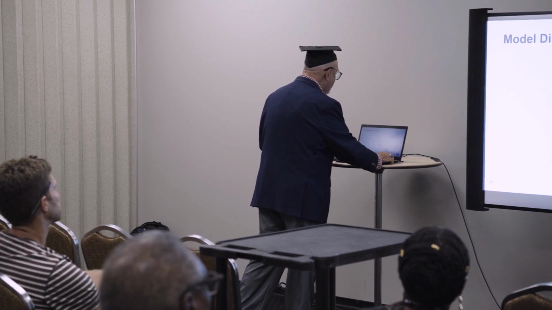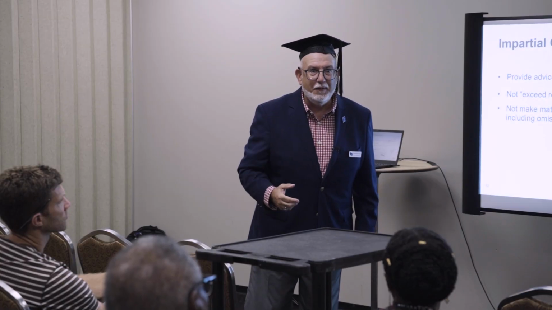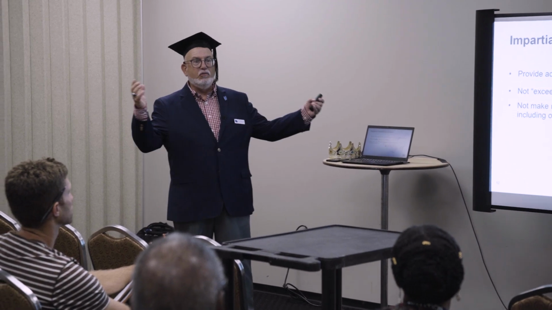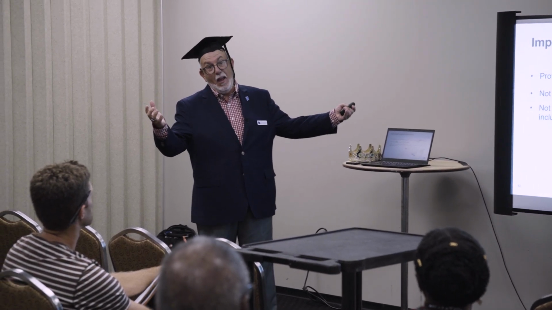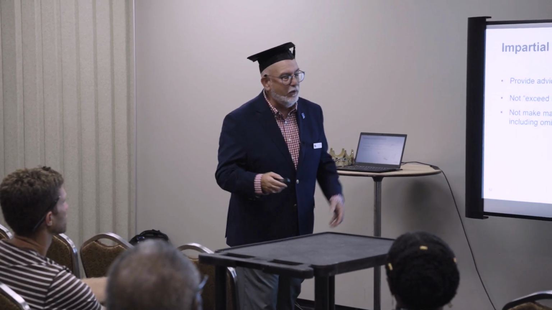So here are the elements. This is the core of being a fiduciary. These 3 steps here. You have to provide advice that has a care obligation and a loyalty obligation. You can't exceed reasonable compensation, and you can't make misleading statements. You know, people say, what's a misleading statement? If you buy this annuity, you'll grow hair on your head. If you buy this annuity, you're going to lose weight. If you buy this whole life policy, you'll never be sick again. Those are misleading statements. Might happen, but we know that's misleading. And even more, that's kind of a fanciful way to express that.